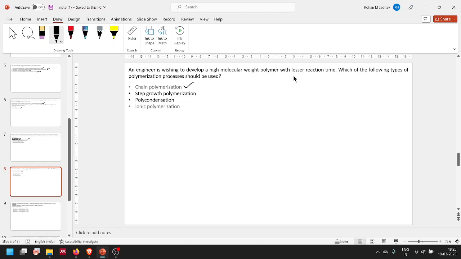But there is a second part of the question also, that lesser reaction time is required. In case of having lesser reaction times, ionic polymerization also comes to mind, because ionic polymerization is actually very fast, and its reaction rates are almost 3 to 4 times faster than a radical polymerization process, and even compared to step growth polymerization. So ionic polymerization can form high molecular weight polymers within a less reaction time, and chain growth polymerization also can form very stable high molecular weight polymer chains. So for a process requiring high molecular weight polymer with lesser reaction time, the polymerization schemes to be used are chain polymerization and ionic polymerization.